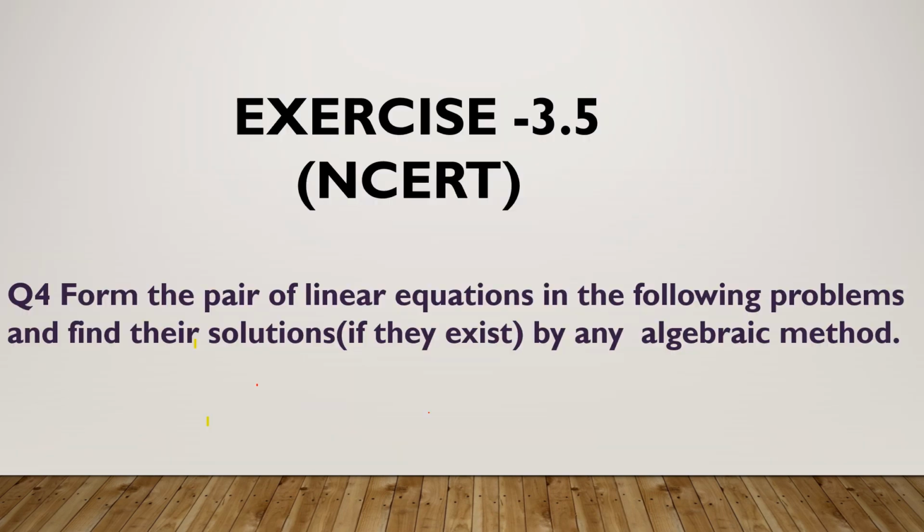So let us start our exercise 3.5 of NCERT, question number 4. Form the pair of linear equations in the following problems and find their solutions by any algebraic method. Here we can apply any algebraic method for solving a given pair of linear equations in two variables. We know we have three types of algebraic method: method of substitution, method of elimination and method of cross multiplication. So you are free to solve a pair of linear equations in two variables by any algebraic method.